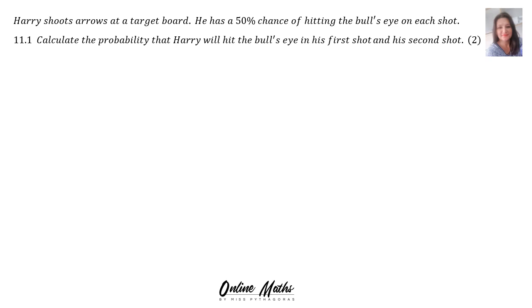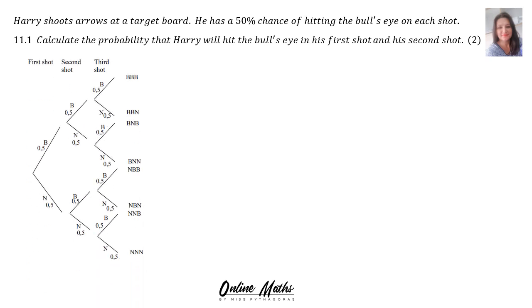Harry shoots arrows at a target board. He has a 50% chance of hitting the bull's eye on each shot. 11.1. Calculate the probability that Harry will hit the bull's eye in his first shot and his second shot.